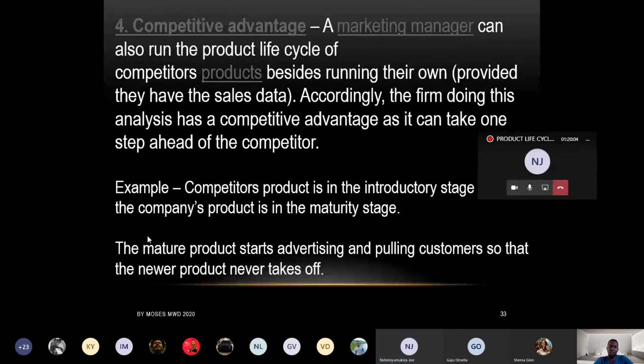The other paragraph says the mature product starts advertising and pulling consumers so that the newer product never takes off.